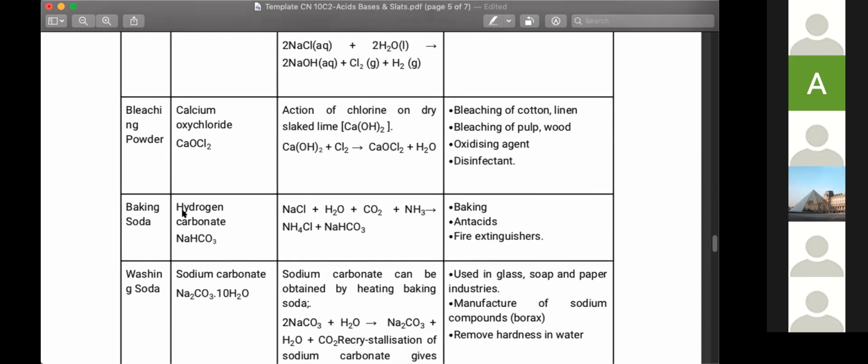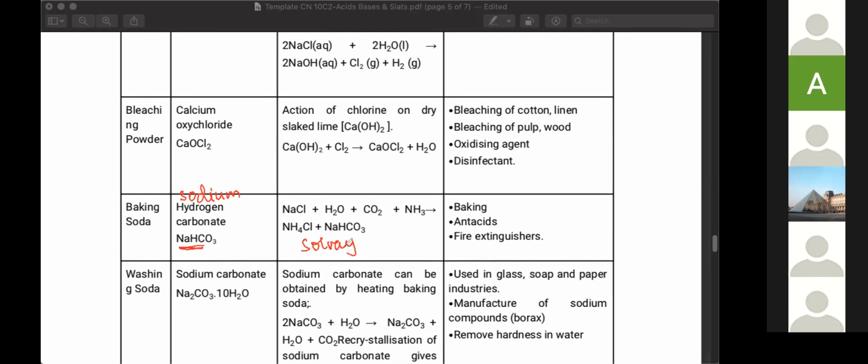Then fill up the fourth row, baking soda. It's not just hydrogen carbonate. The name should be sodium hydrogen carbonate or simply sodium bicarbonate. Add the sodium there. And the chemical formula is NaHCO3. So this is also produced industrially by something called the Solvay process.